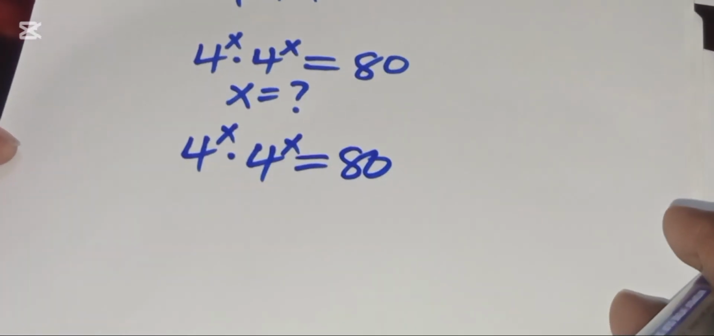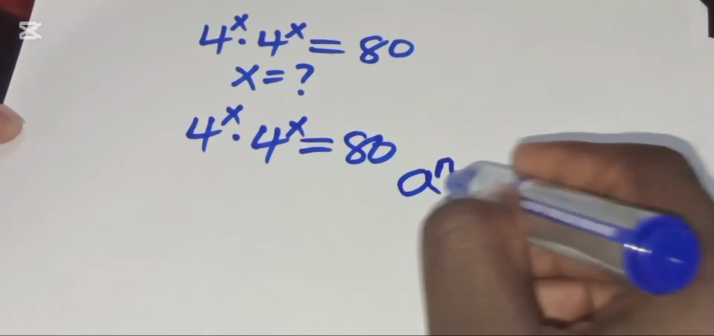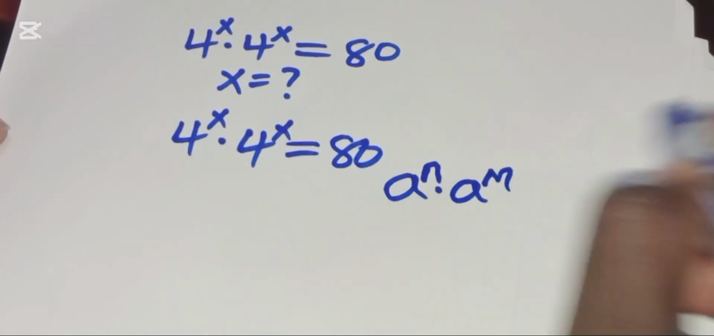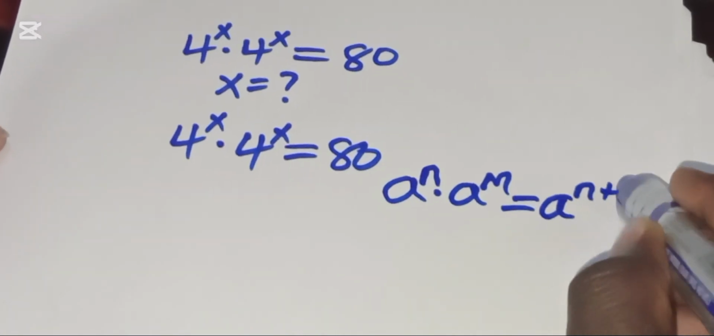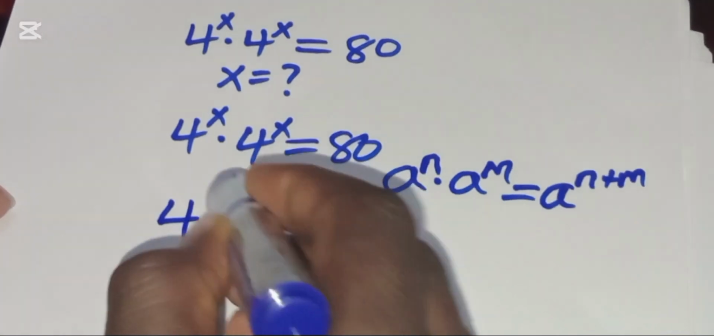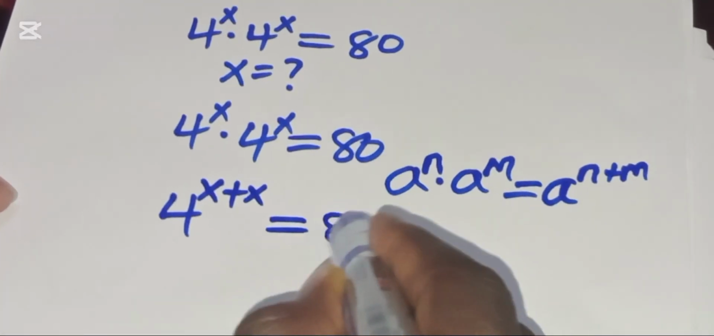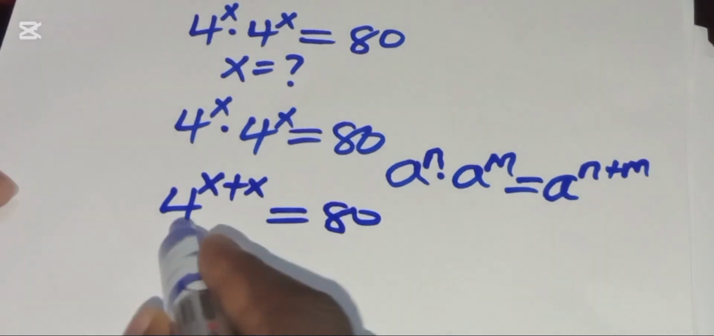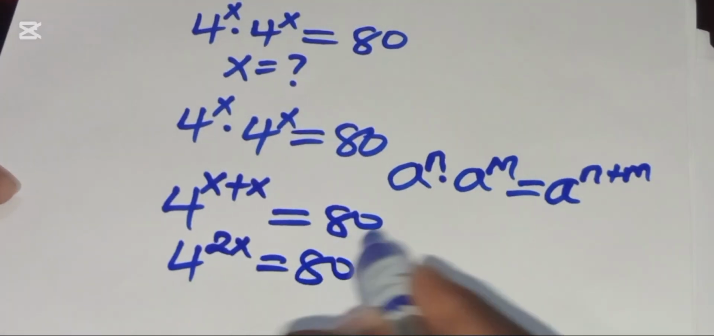Now 4 raised to power x multiplied by 4 raised to power x is in the form of a raised to power n multiplied by a raised to power m, which we can express as a raised to power n plus m. So by doing so, we're going to have 4 raised to power x plus x, and this is supposed to be equal to 80. So we have 4 raised to power x plus x, this is 2x, equal to 80.